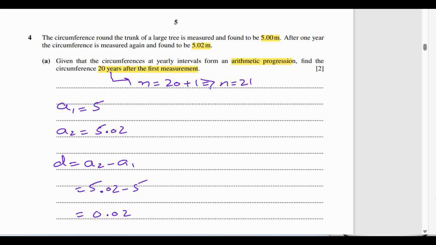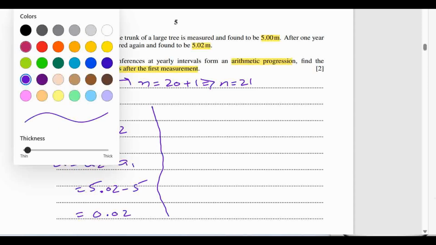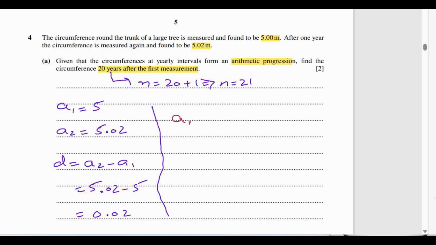Now as we can see, this is an arithmetic progression. So arithmetic progression means that an will be equal to a1 plus n minus 1 into d. Now here you can see that we have to find the circumference 20 years after the first measurement. So it means a21 will be equal to a1, the value of a1 is 5, plus n minus 1, which means 21 minus 1, into d, which is 0.02.